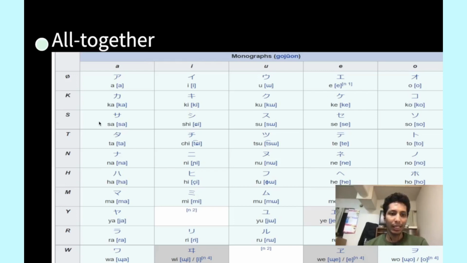Next is sa line, and there is no exception in sa line, as I said earlier. So sa, shi, su, se, so.